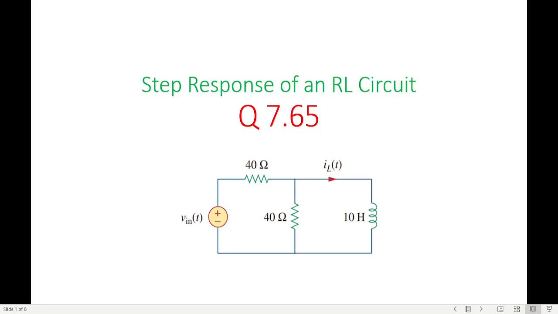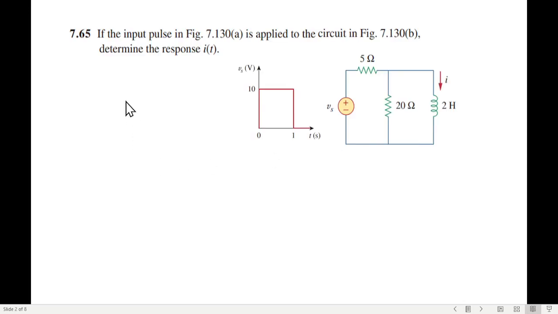Bismillahirrahmanirrahim. This is another video from chapter number 7, step response of an RL circuit, and this is a very interesting question. For this I have received a request from a student. So let's see the circuit.